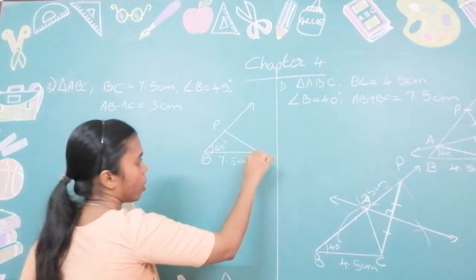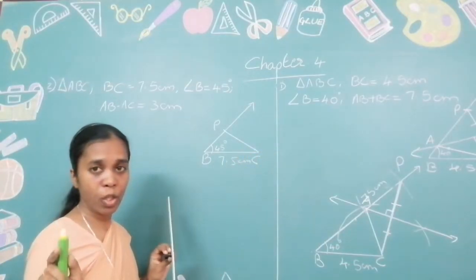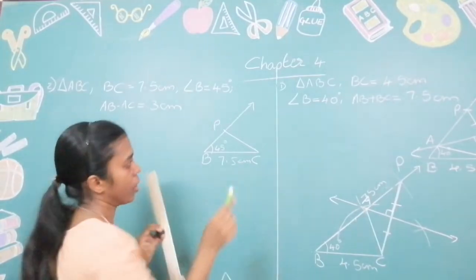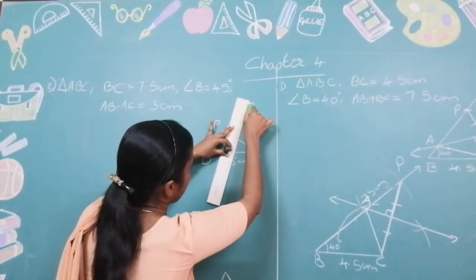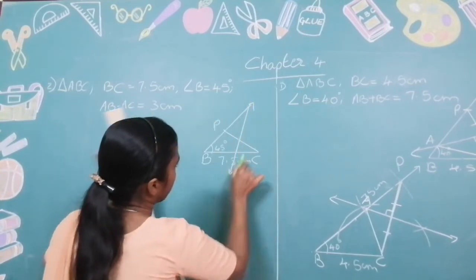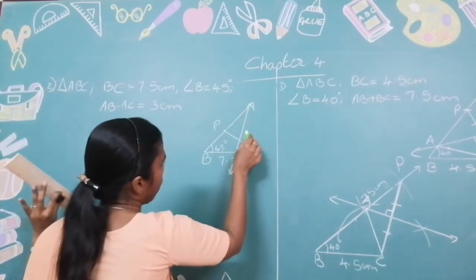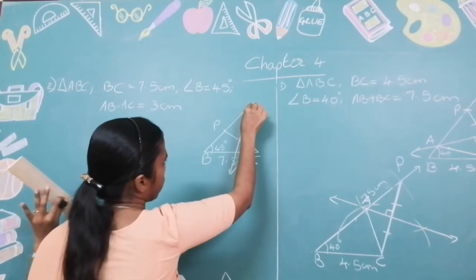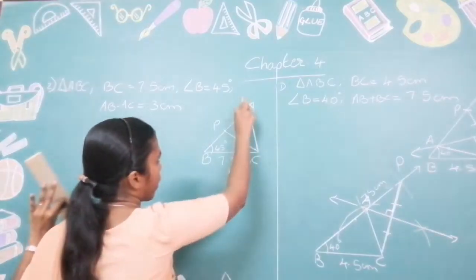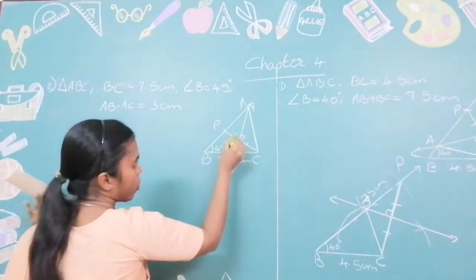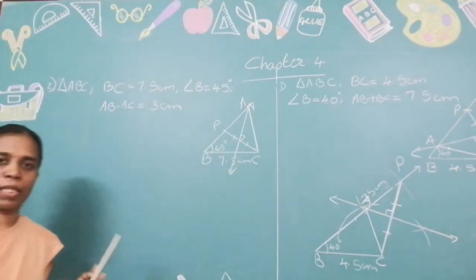Now draw the perpendicular bisector on the newly constructed segment. So this is my newly constructed segment. The perpendicular bisector will become somewhere like this. Okay, so this is the point where it is touching. So that will be joining to here, and that will be my A. This is supposed to be the perpendicular bisector.